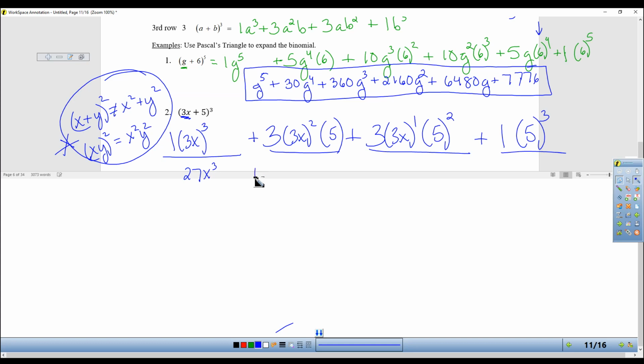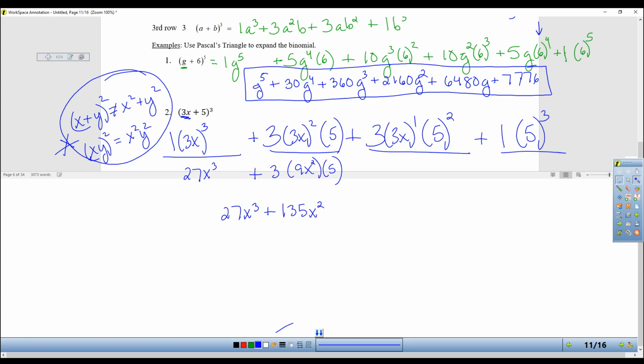All right, this one I can't just do in my head necessarily. I highly recommend that you don't try and always do this in one step. This is 3 times 9x times 5, which is going to be 45 times 3, which is 135. So 27x cubed plus 135x. Oops. And this is a square.